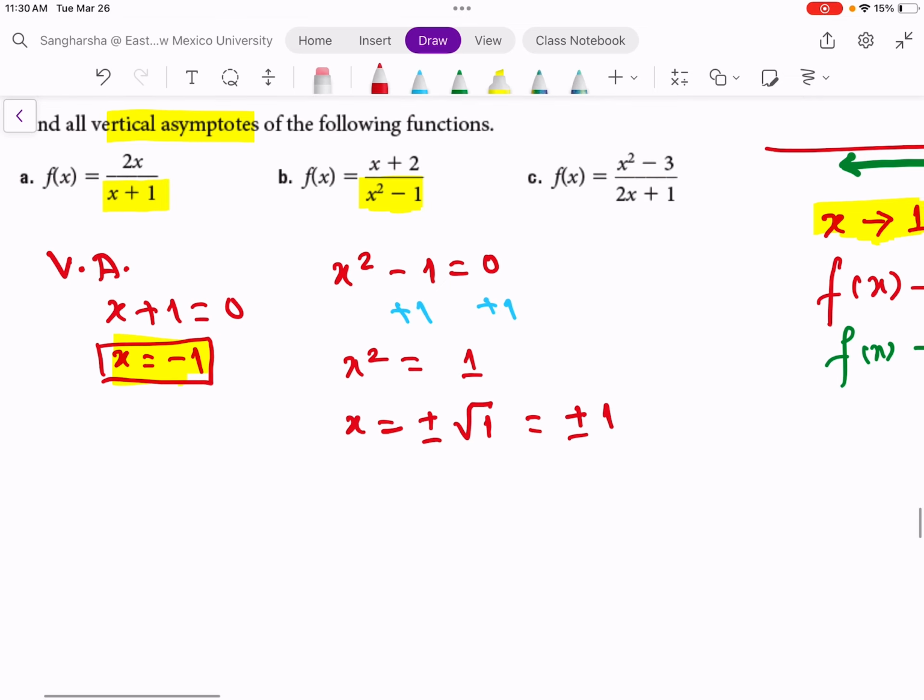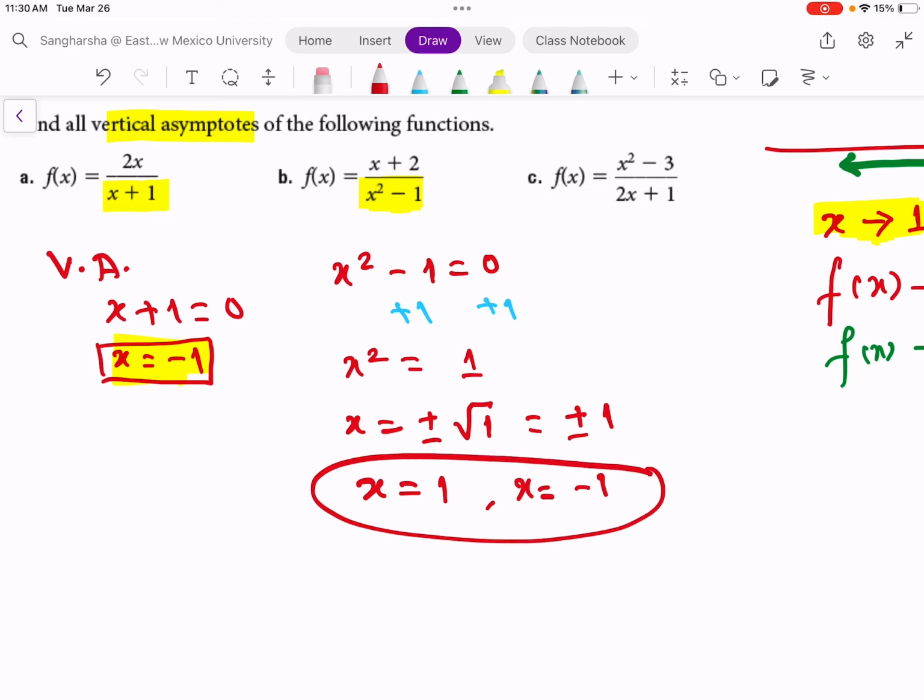So x equals 1, x equals negative 1. And these two are the vertical asymptotes. When we take positive 1 or negative 1 for x, our denominator is 0. So x equals 1 and x equals negative 1 are the vertical asymptotes. So you find a number that makes the denominator equal to 0 and write x equals that number.